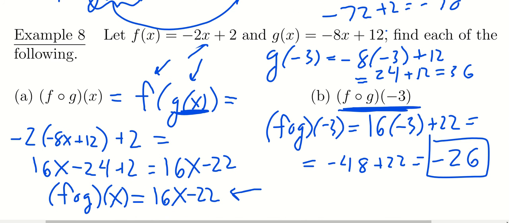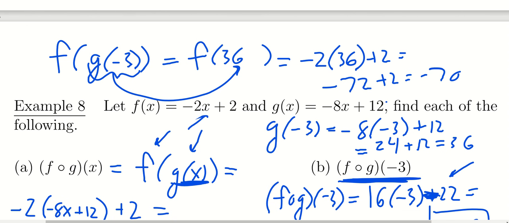Give me 1 second. Oops, there it is. So sorry about that mistake. When I copied this down, it was a minus 22. I had a minus 22 here. So it should have been negative 48 minus 22. So that really should have been negative 70 here. And that's exactly what we got when we did it the other way.